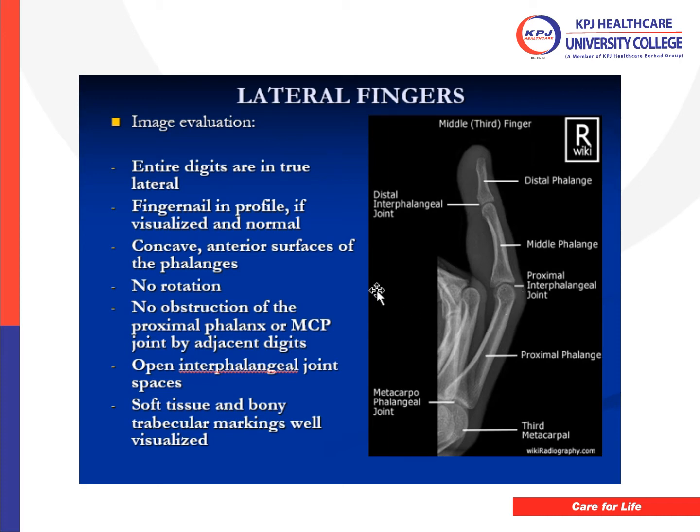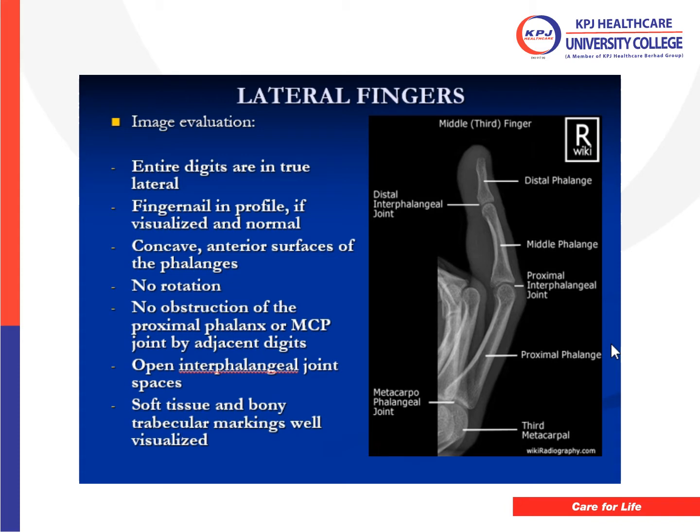Image evaluation here is the same. How do you know it is non-foreshortened? It has an open joint space and it's not overlapping. If it's a middle finger, soft tissue overlap cannot be avoided. Ensure that the soft tissue is okay, but the bone itself is not overlapping, to see if there is any fracture. The lateral is also good for looking for a foreign body.